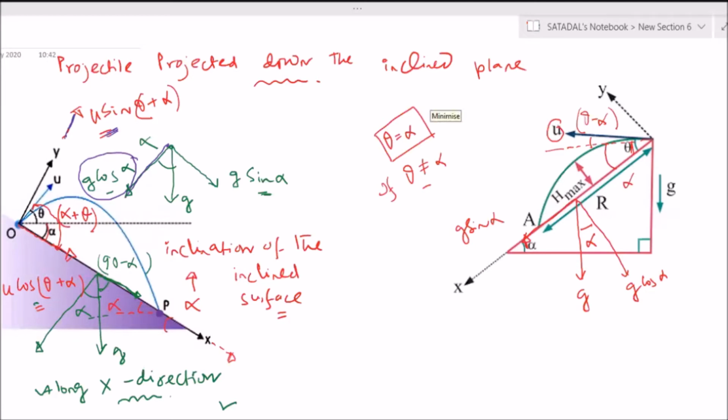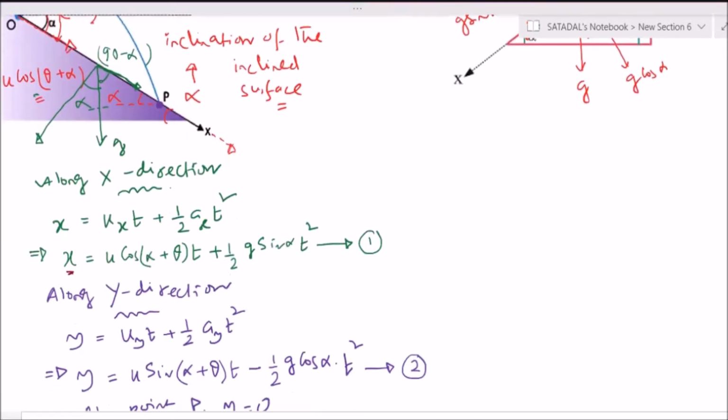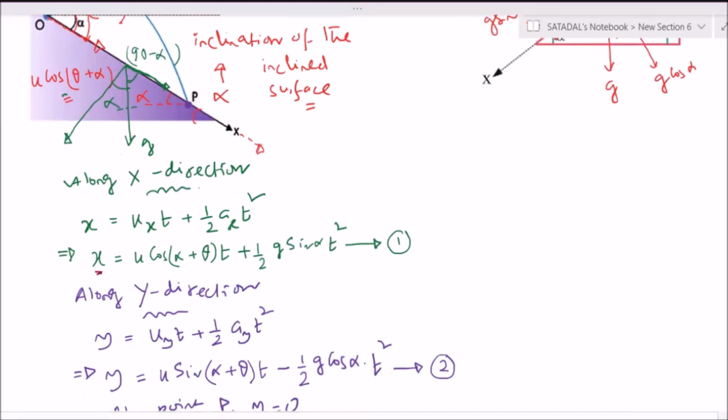So in the previous case, if they ask for the maximum height, then do we have to measure from the ground, sir, or from the inclined plane? It depends on you, whichever becomes easy. If you do the calculation with respect to the inclined plane only, it will be easy for you. Otherwise we have to add the height of the inclined plane also. I'll show it down here.